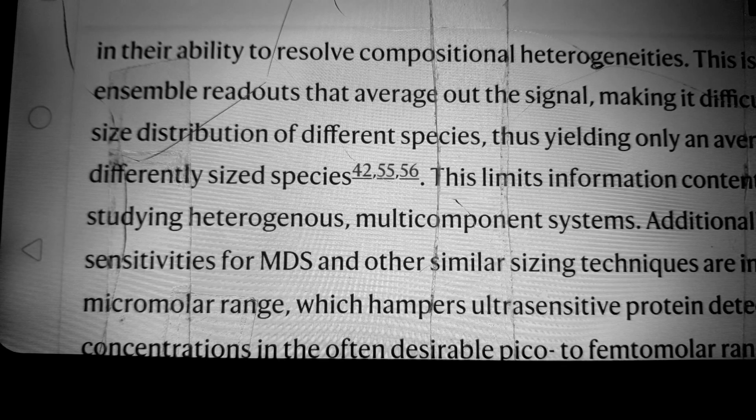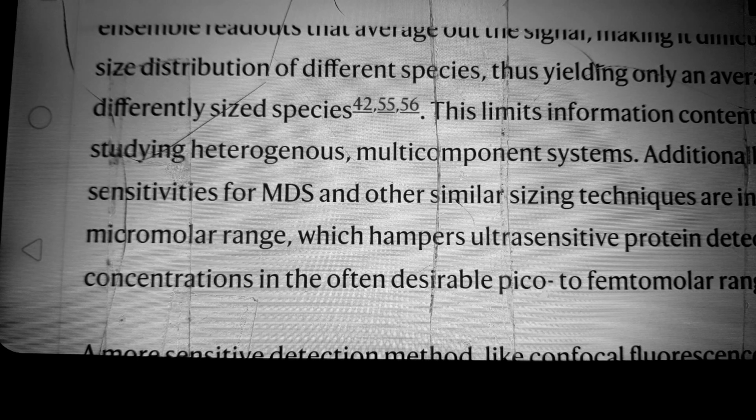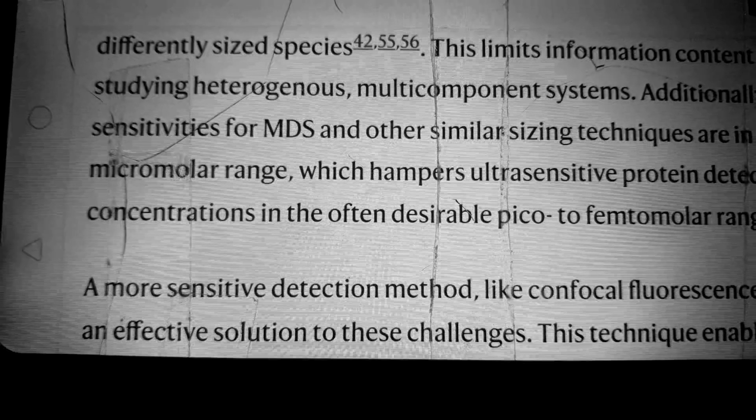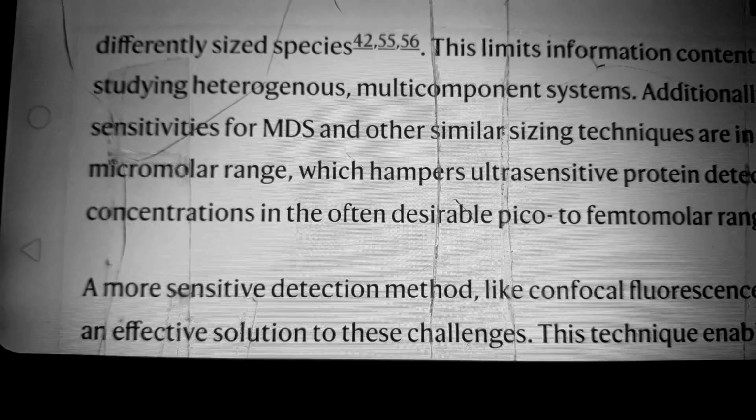This is because they rely on ensemble readouts that average out the single-molecule signals, making it difficult to determine the size distribution of different species, thus yielding only an average RH for mixtures of differently sized species. This limits information content, particularly when studying heterogeneous, multi-component systems. Additionally, detection sensitivities for MDS and other similar sizing techniques are in the nanomolar to micromolar range, which hampers ultrasensitive protein detection at concentrations in the often desirable pico to femtomolar range.